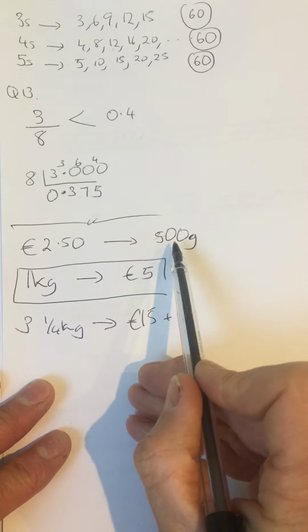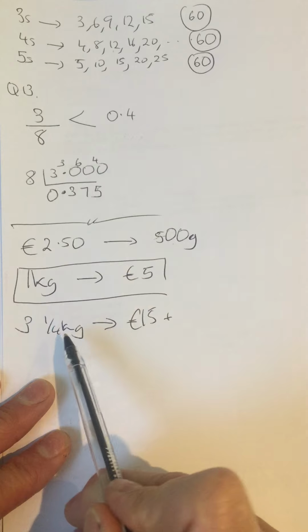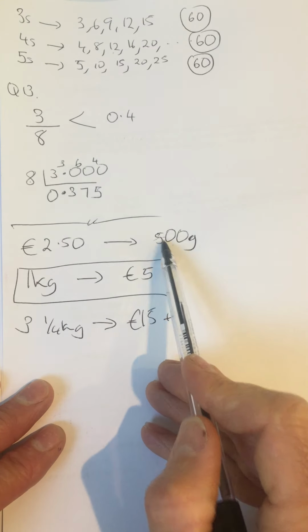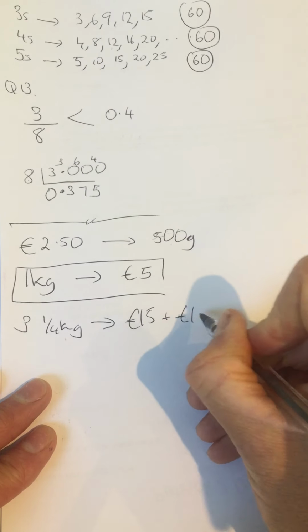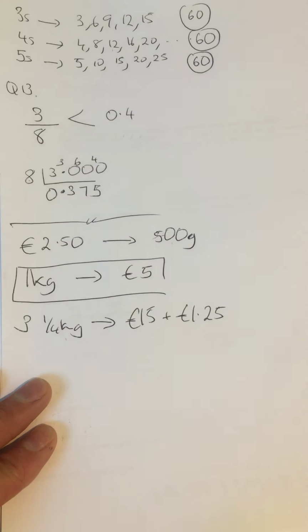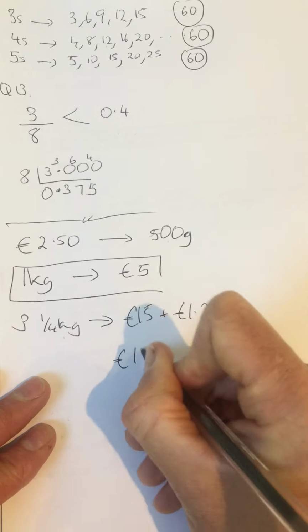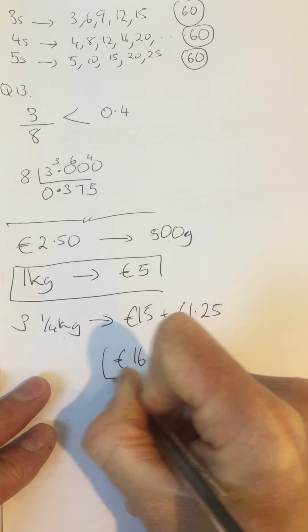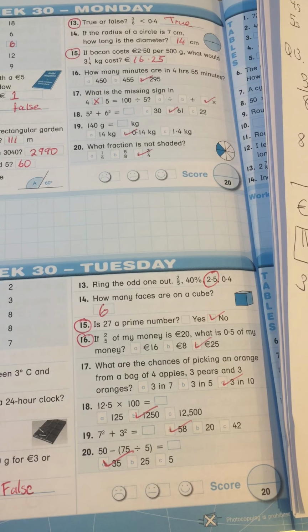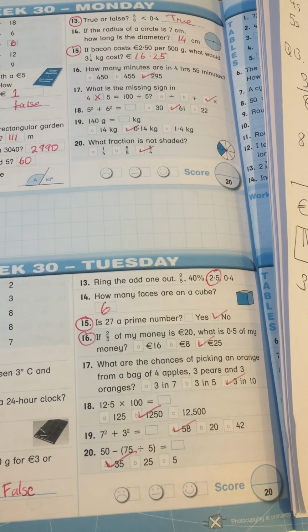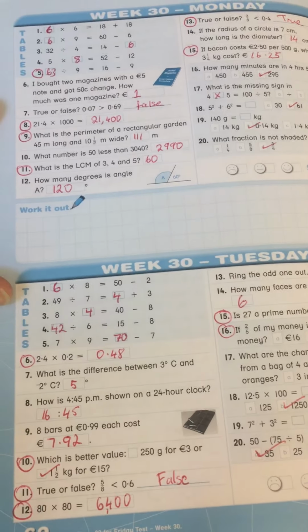And I know that 500 grams is 250. So half of 500 grams is a quarter kilogram, which is half of 250, which is €1.25. Put the two of them together, and I got €16.25 as my answer. And those are the tricky ones for Monday. Let's look at the tricky ones on Tuesday.